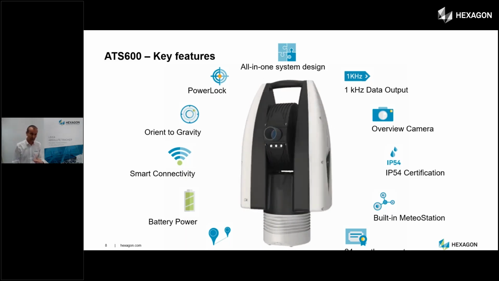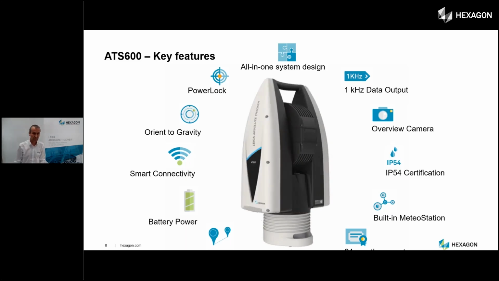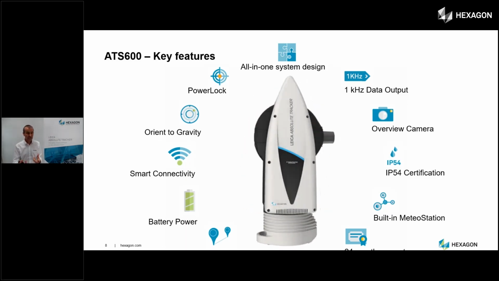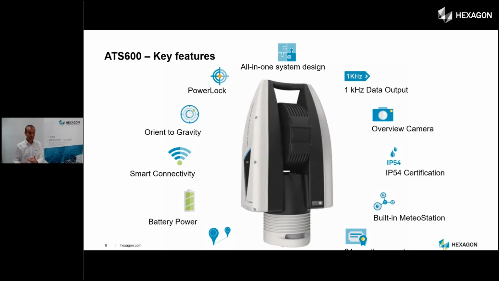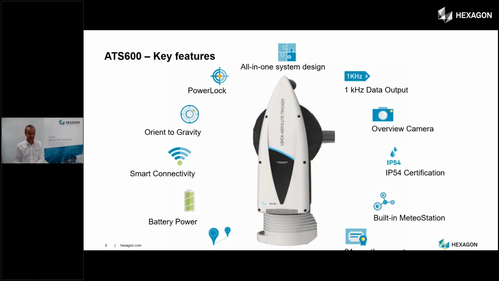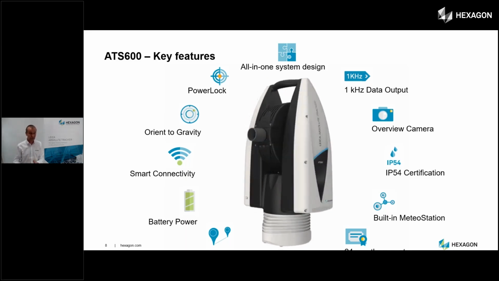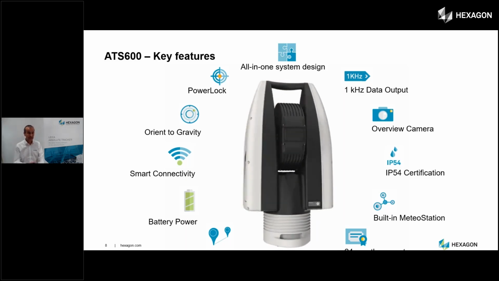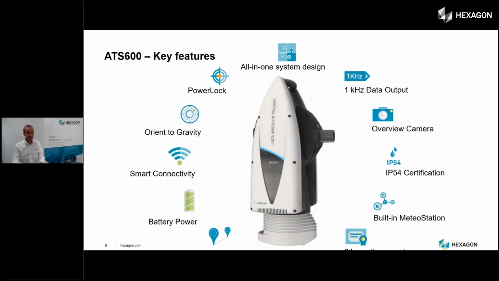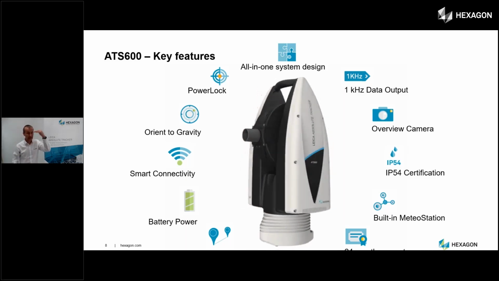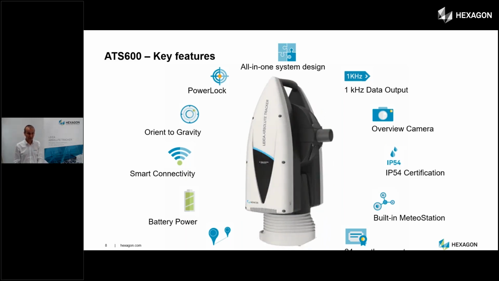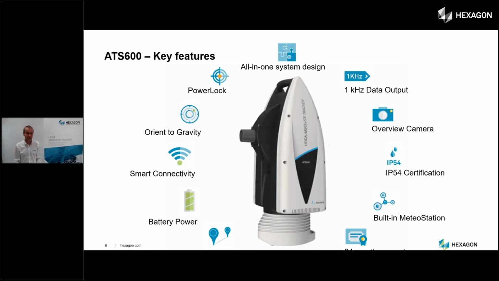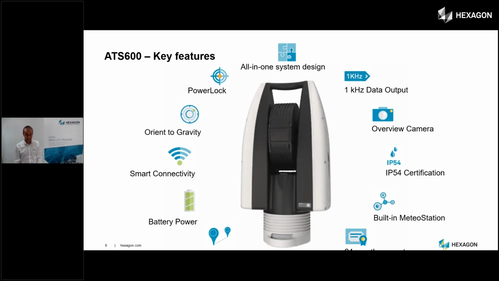Orient to gravity, a very useful functionality. So the system itself can have an internal leveling sensor, and so all the measurements you do are in X, Y, Z coordinates. Typically, the XY is then the horizontal plane in the orient to gravity system, and the Z is the axis going up, so the height information. This can be done very, very precisely, and orient to gravity functionality is embedded in all of our trackers.